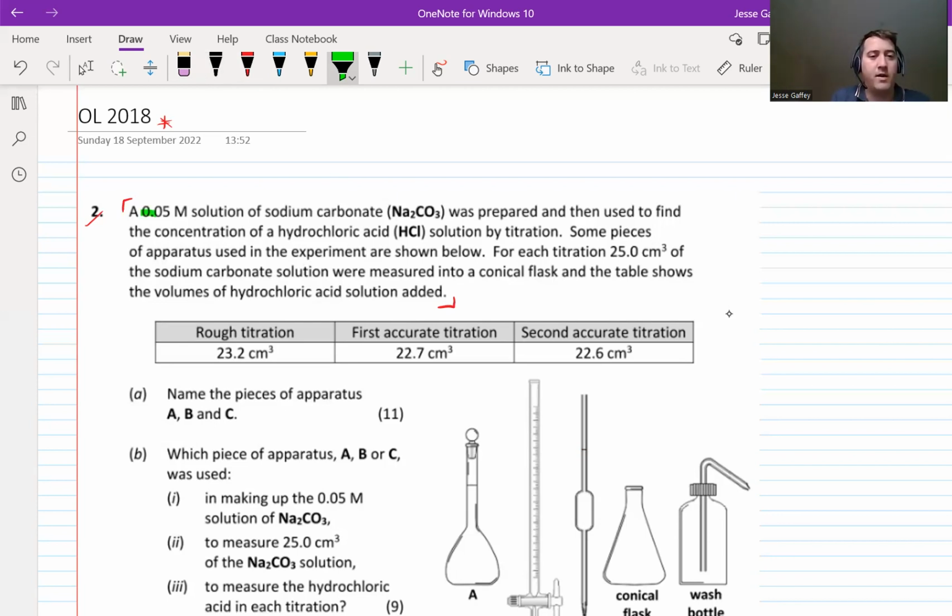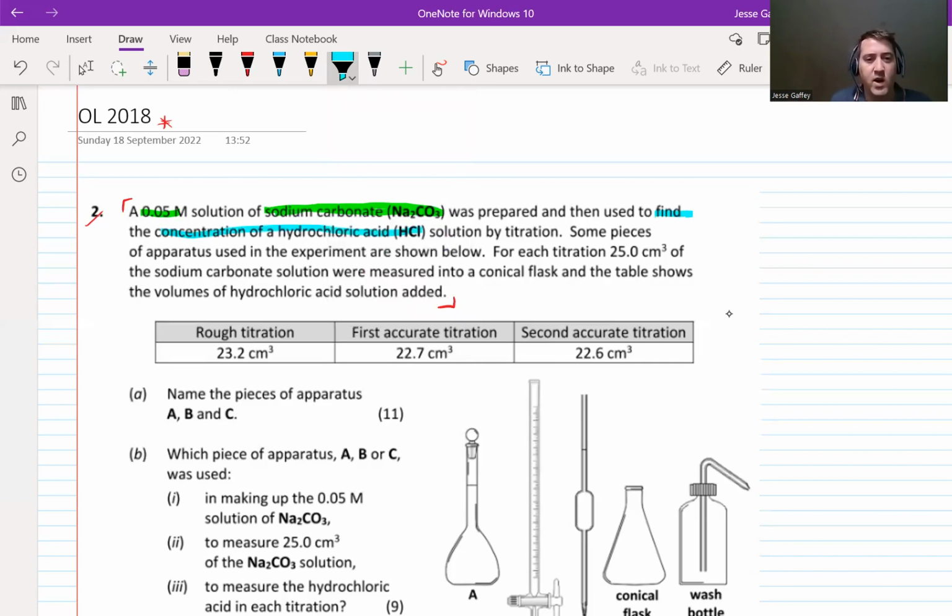I would highlight 0.5 molar of sodium carbonate. Okay, so that's one of our solutions. Was prepared, and I'm changing the color, then used to find the concentration. So we're trying to find the concentration of hydrochloric acid. So that's going to be our unknown. Some piece of equipment we use, and so on.